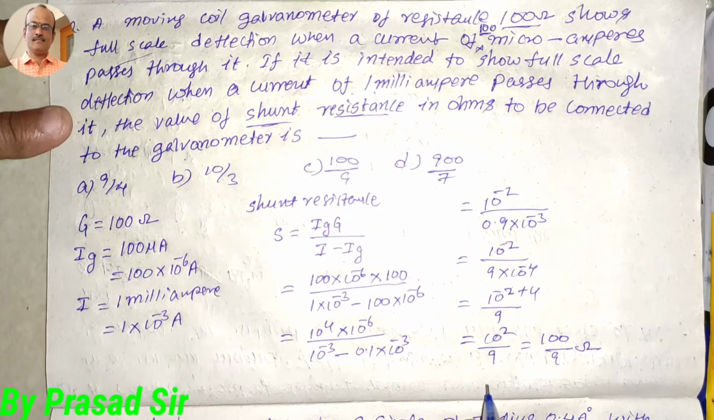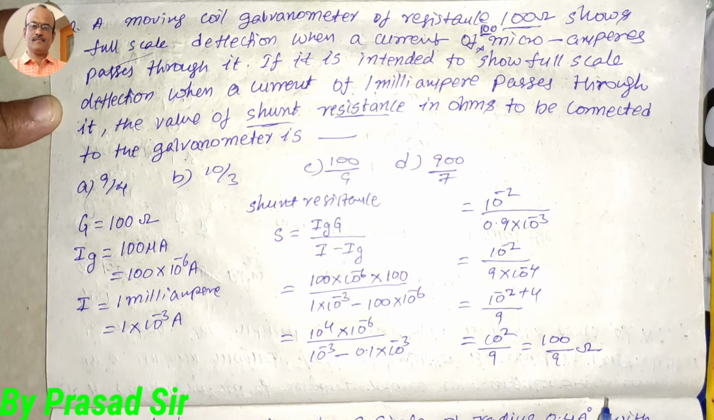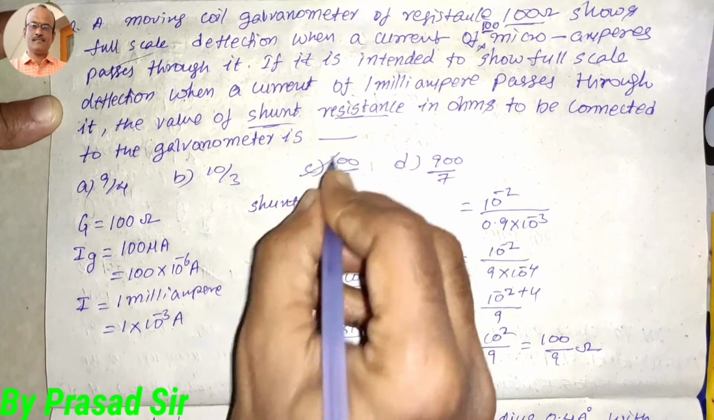This is the shunt resistance to be added so that 1 milliampere of current can pass through it. So what is the option here? C is the option.